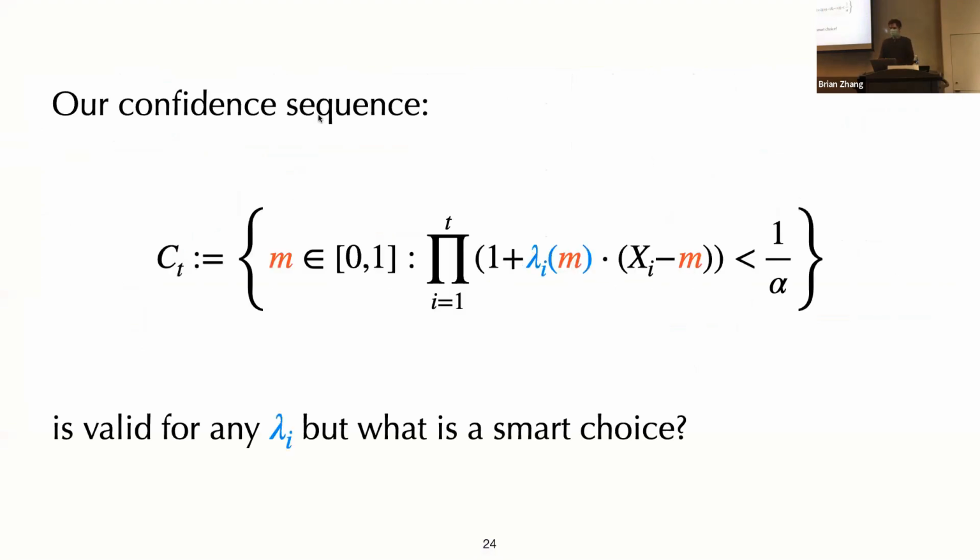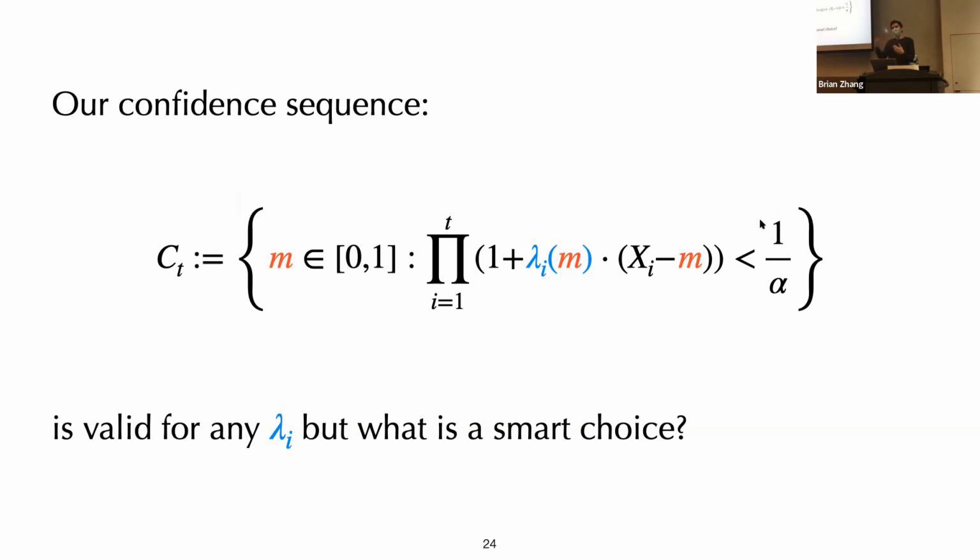Like I said, our confidence sequence takes this form. It's the set of all m such that this product function of m is lying below 1 over alpha. So it's the sub-level sets of this function, if I view it as a function of m. It's valid for lambda_i, but what is a smart choice of lambda_i? Remember, if mu is equal to m, you can think of this as being under the null hypothesis. If mu is equal to m, then no matter how I choose lambda_i, the gambler cannot make any money. The gambler can't choose lambda_i in some smart way to gain or lose money.